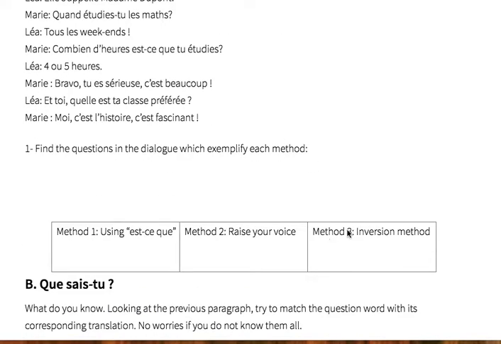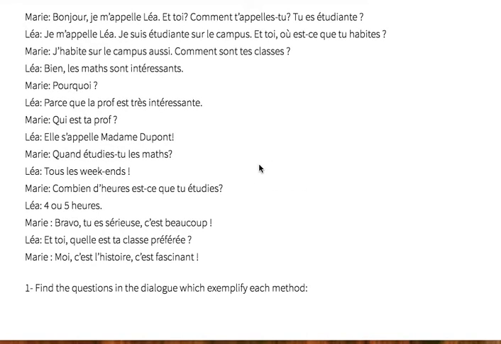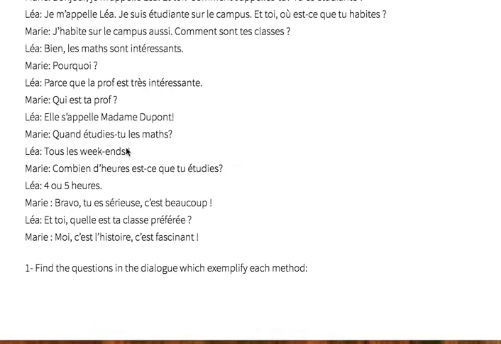The method 3 is the inversion method, which is quite frankly often used in France. You will find it in a question, comment t'appelles-tu? It is inverted. The subject tu is after the verb appelle. That's what we call inversion. When you use inversion, method 3, or when you use the raise your voice method, you do not use est-ce que. You have inversion questions in here that you can look for.